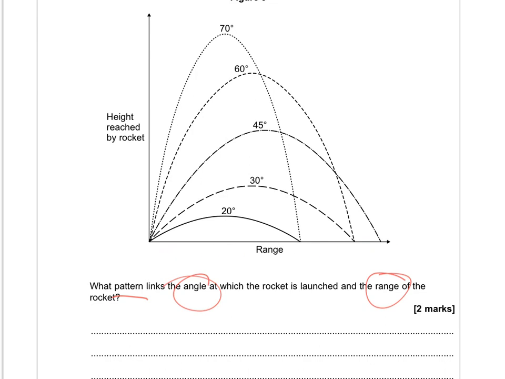But then we increase again and we go to 60 and the range seems to come back and get smaller, increase that to 70 and it goes back even further again. So the pattern is the range increases with the angle up until 45 degrees, and after 45 degrees it seems to decrease again. Fairly simple, fairly straightforward, but you've just got to be systematic with how you say it on the paper.